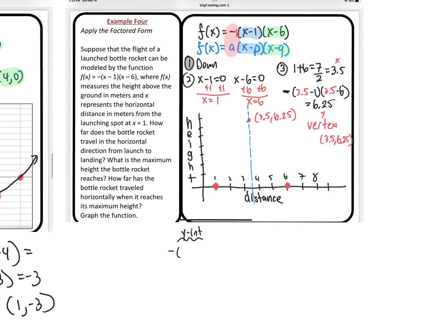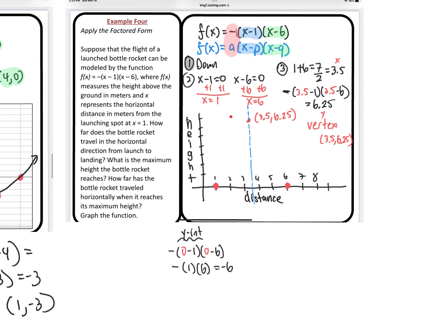If I were to plug 0 into the original equation, we would have something that looks like this. That's going to give me a negative, and then I would have 1 times 6, so that would give me a negative 6. Now notice that the height, this height right here, would be a negative 6, extending this line down. That's not useful because it doesn't make sense.